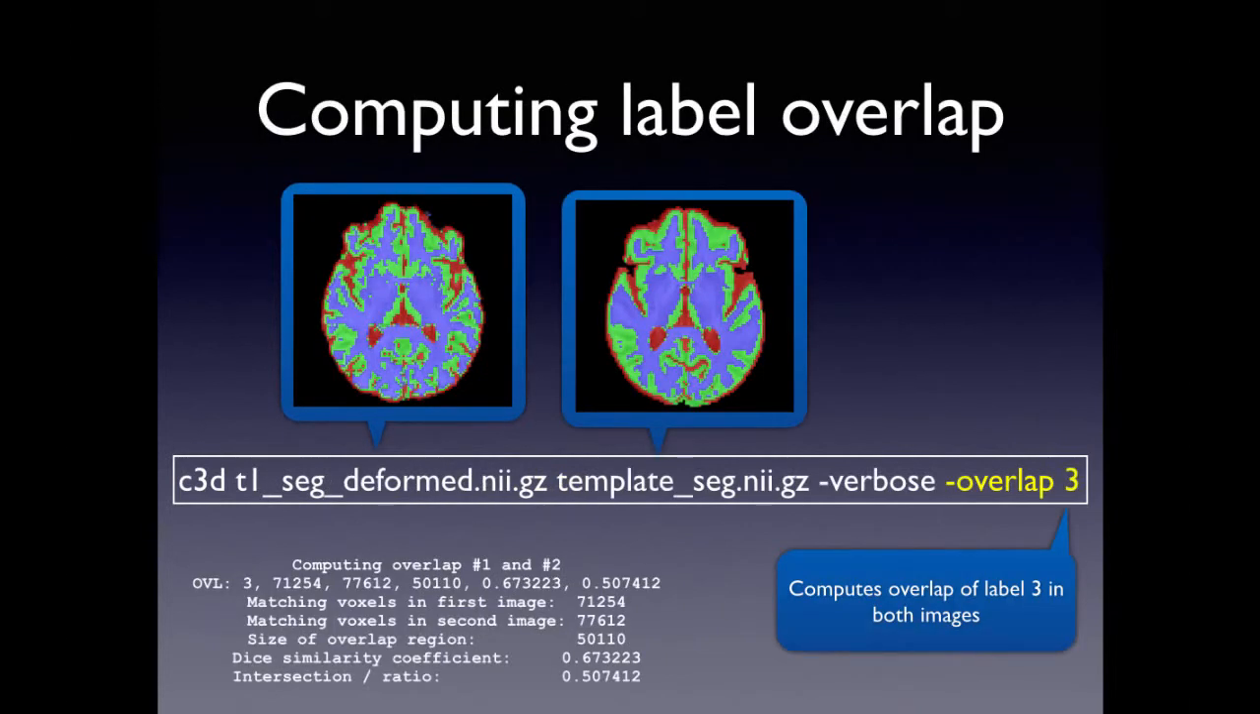Sometimes we want to just look at labels directly, and we can do that with the minus overlap command. So here we load 2 segmentations that are, again, 3-tissue segmentations, labeled 1, 2, and 3. One is from a subject, one is from a template. We can then do minus overlap 3 and get the statistics for label 3, including the dice similarity and other things that we might be interested in.